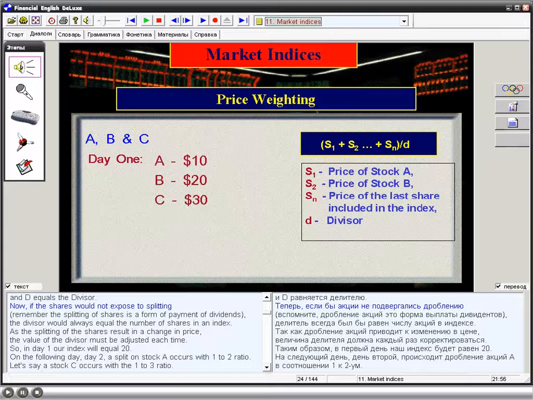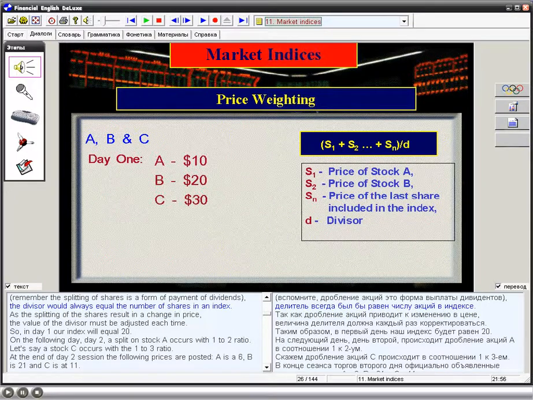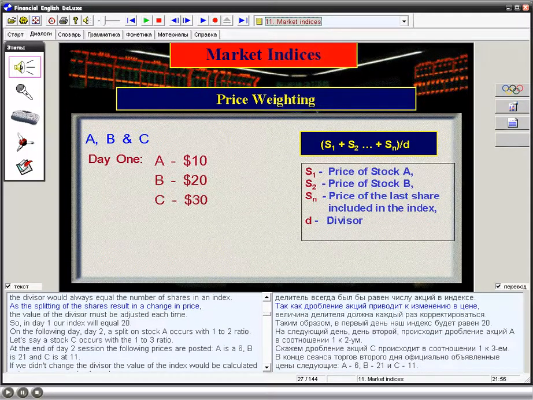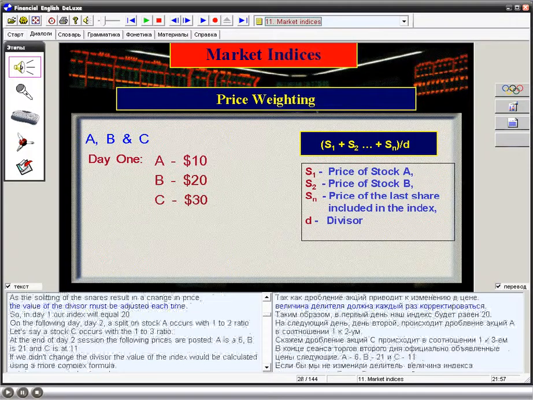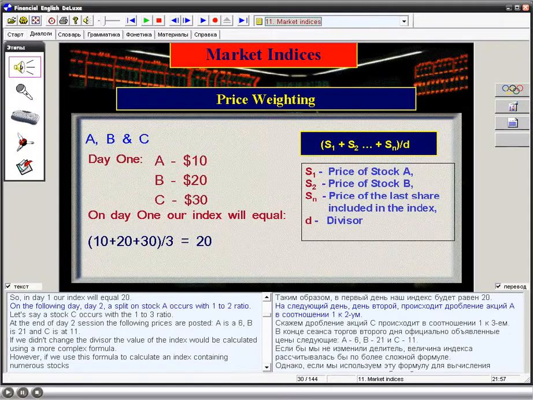Now, if the shares were not exposed to splitting, remember that splitting of shares is a form of payment of dividends, the divisor would always equal the number of shares in an index. As the splitting of the shares results in a change in price, the value of the divisor must be adjusted each time. So on day 1, our index will equal 20.